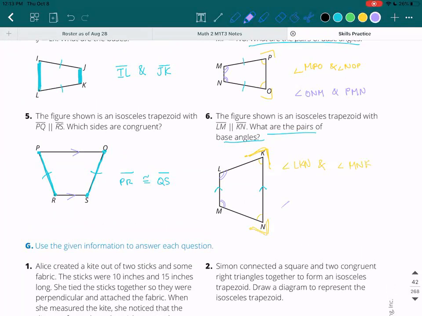Now let's name the purple ones. So these. Let's name these guys. Come on, we got this. NML. L, M, N. Is that what you said? LMN, yep. And the other one? Oh, I think somebody typed it. K, L, M. Yeah, K, L, M.